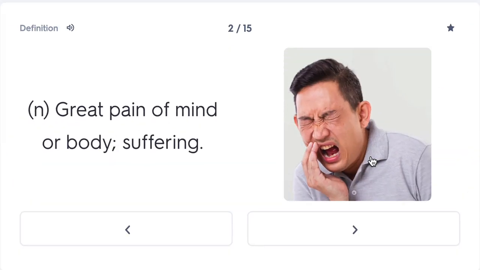Agony, hopefully a word that you don't have to use very often, but it just means in great pain of mind or body, suffering. So agony can be like this gentleman in the picture who looks like he's obviously in agony. His teeth are hurting. But agony can also refer to a state in your mind where you're suffering, you're very upset, whatever it is that you're thinking about is making you upset. So agony is extreme. It's not just being a little bit upset. It's great pain or great suffering.